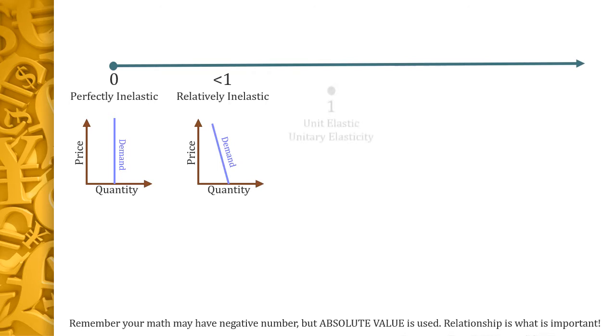Now the magic number is the number 1, because at 1 we are changing from inelastic to elastic. So the big thing to remember is that anytime you get to the number 1 or higher, we're going to be getting into some sort of elasticity.